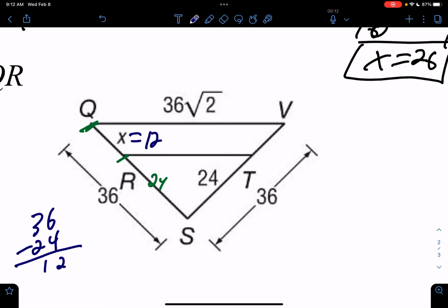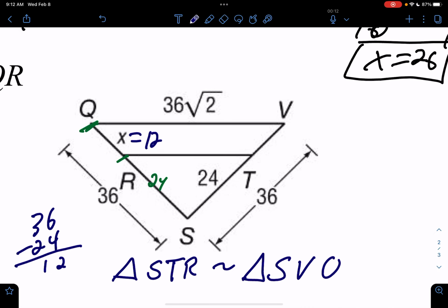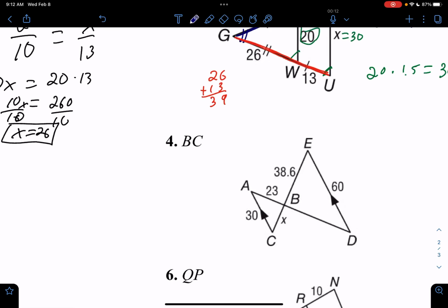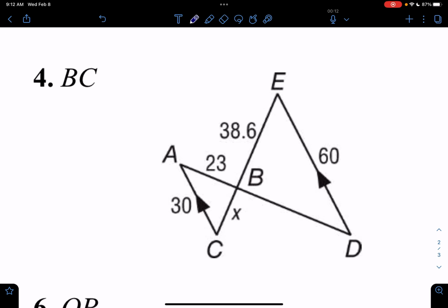So now I need to establish the similarity. I will say STR is like SVQ. So let me write that down. Triangle STR similar to triangle SVQ. And we're done with that one. Let's move on to something a little bit more challenging.